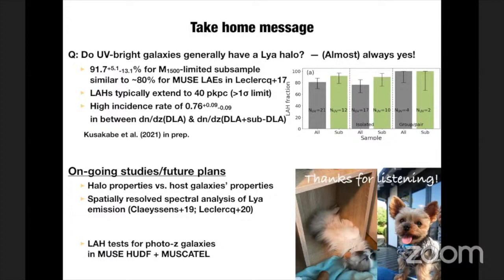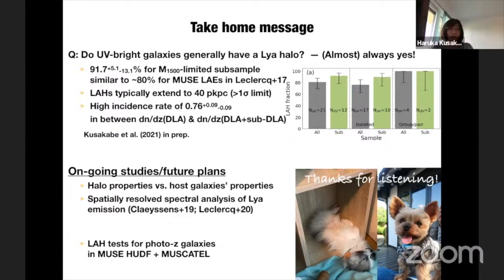Okay, there's one more question. The question is, do you find any redshift evolution? Next question. I'm also interested in it. And for the moment, our sample is very limited with 21 sources, so it's very difficult to check the redshift evolution. But within our sample, at least we don't find any significant evolution. And in the future, we plan to apply our Lyman alpha halo test to 40 galaxies in the MUSE Ultra Deep Field sources and the upcoming MUSCATEL sources. So our sample size will be several hundreds, so we can check the redshift evolution in the near future.